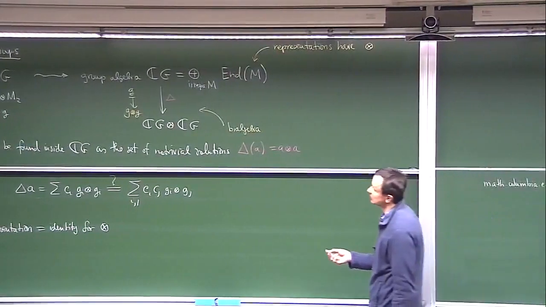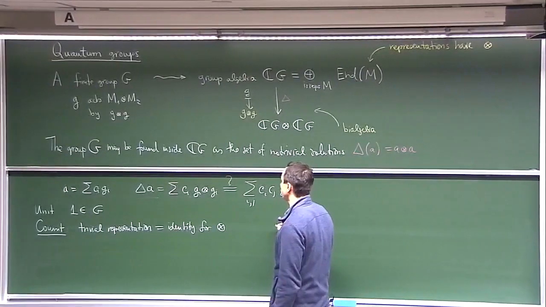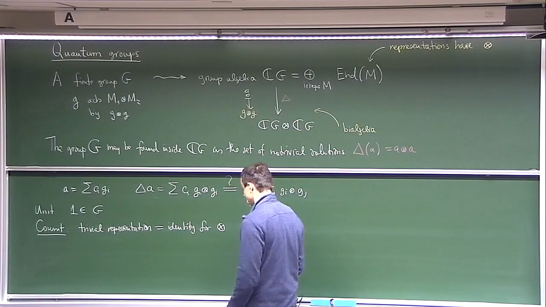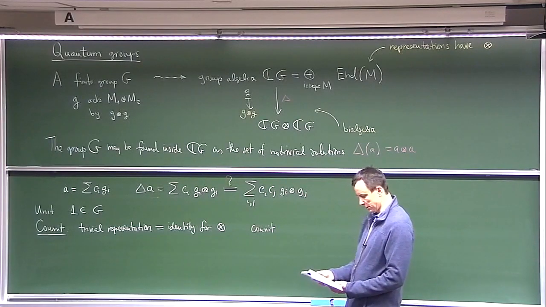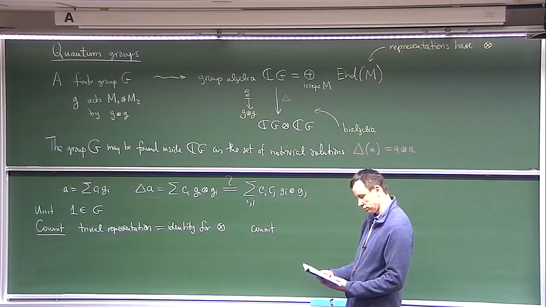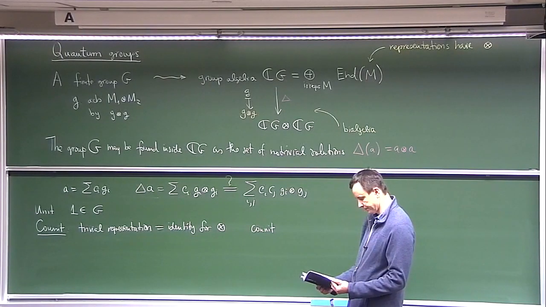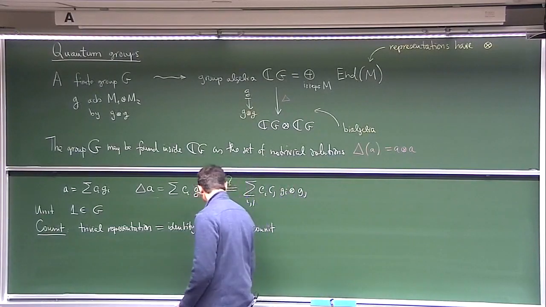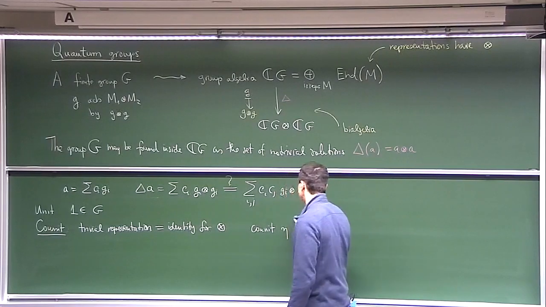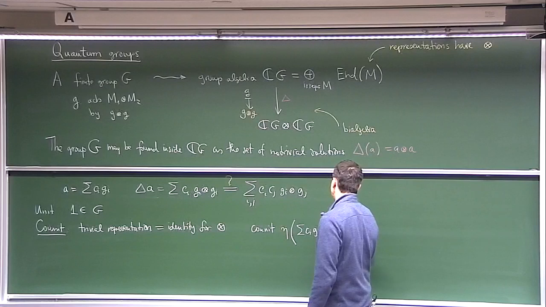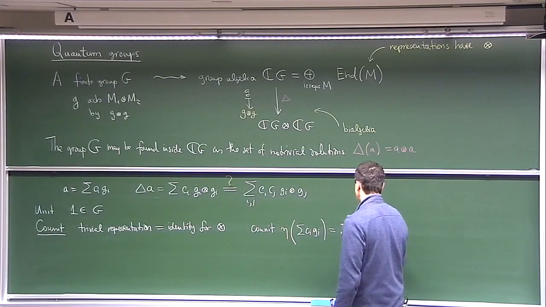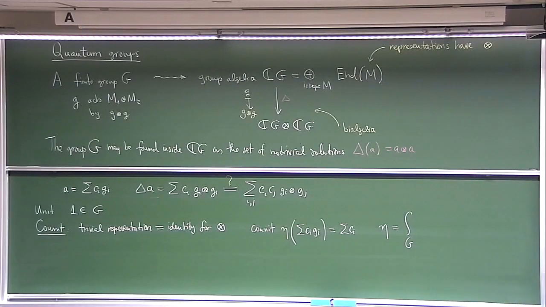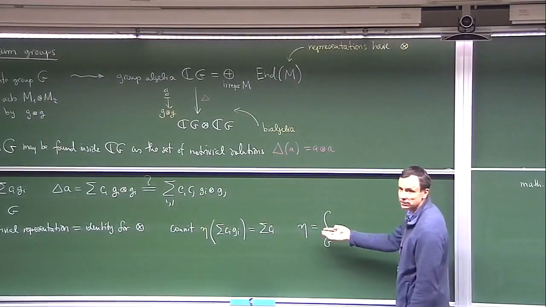And so what is this? This means the co-unit, which I denote in my notes maybe by eta. The co-unit of the summation of c_i g_i, well, its action in the trivial representation is just the summation of c_i. Sometimes people write this like the integral over the group. The identity is the delta function, and the dual operation is the integral over the group.